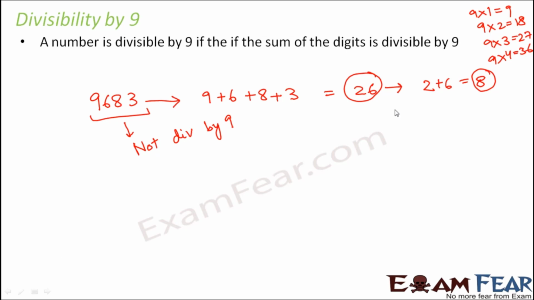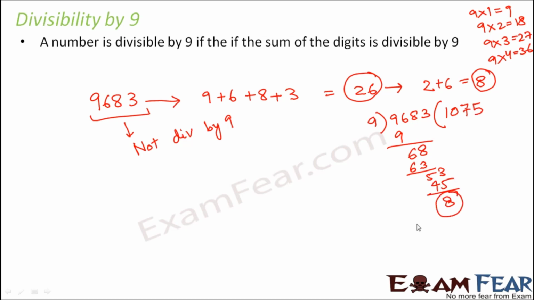Let us look, if you want, by actual division also you can prove that this is not divisible by 9. For example, 9 ones are 9, here I have 6, put it 0. So 9, 7 is a 63, this is 5, here it is 53, 9 5s are 45, so you are left with 8. So 8 is left as a remainder, which shows that 9683 is not divisible by 9.